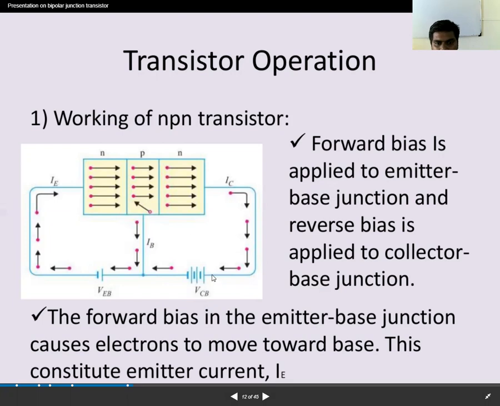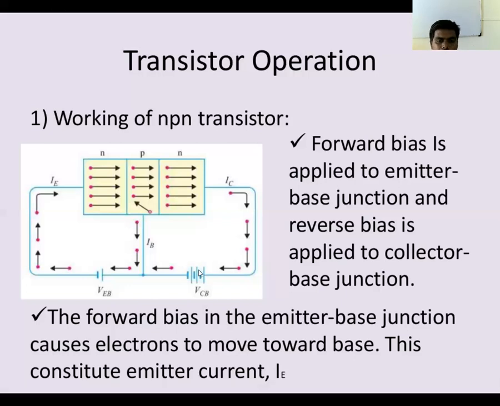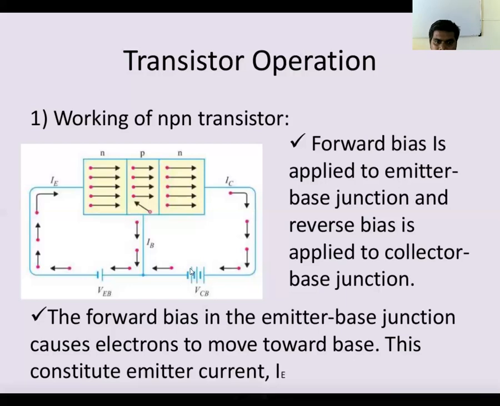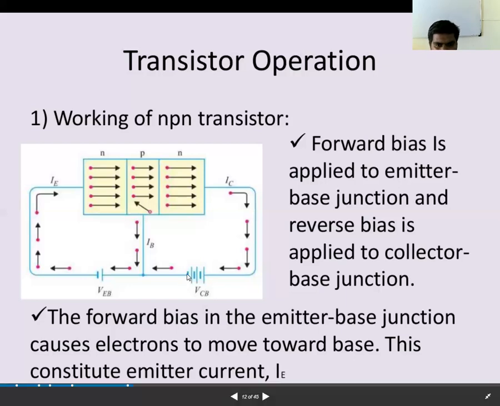Here the polarity of the supply is in the reverse direction. So what will happen? The electrons will try to flow. It is in reverse bias condition. Reverse bias condition means what will happen? The electrons will start to flow like this, but due to the reverse action it will not flow.